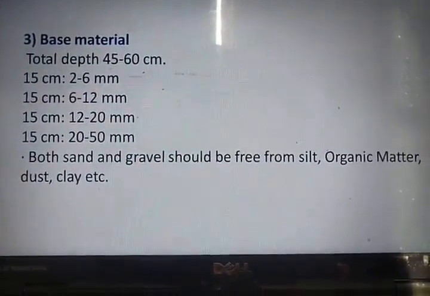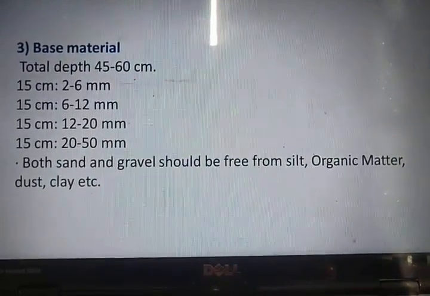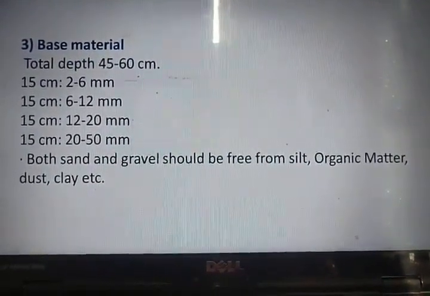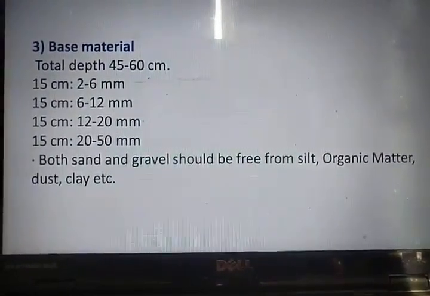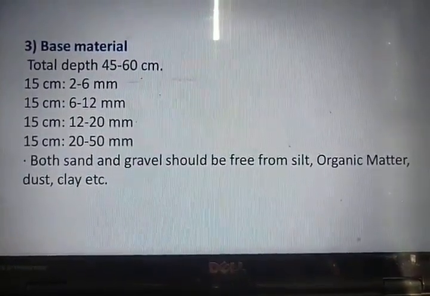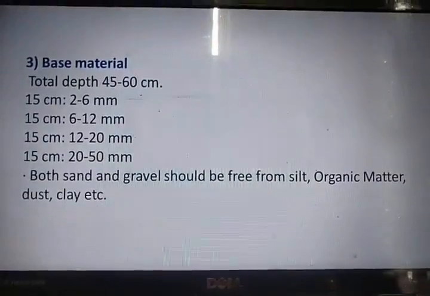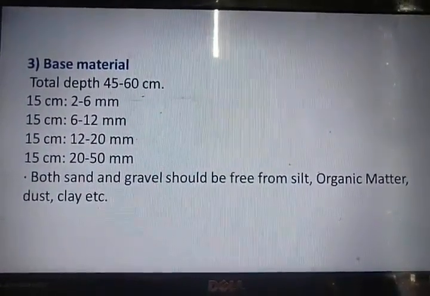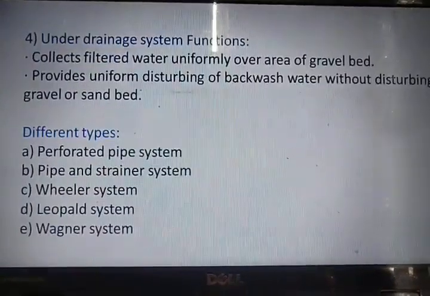Okay, so unlike slow sand filter, here also the sand and gravel should be free from silt and other organic matter, dust and clay. Okay, because if silt and organic matters are already present in the sand, then it reduces the filter efficiency by blocking the grains of the sand, and also it itself will act as an impurity. That's why it should be free from all these materials.